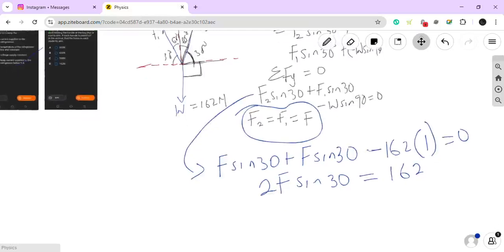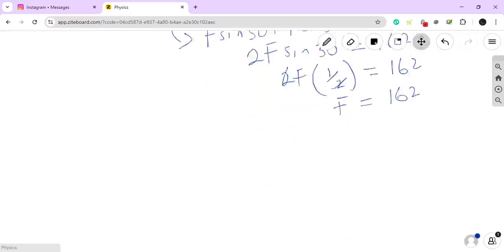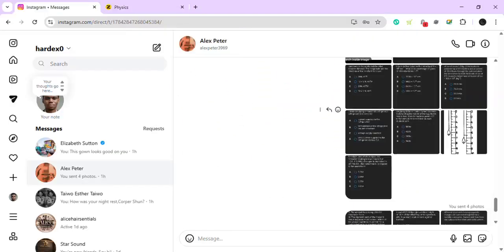Alright, so from here now we can have 2F into sine 30 is 1 over 2, a special angle, equals 162. 2 will cancel 2. So our F here is actually 162. So each of them, the force on each student arm is 162, which is the last option there, Option D. But if they say what is the total force, that will be 162 plus 162.